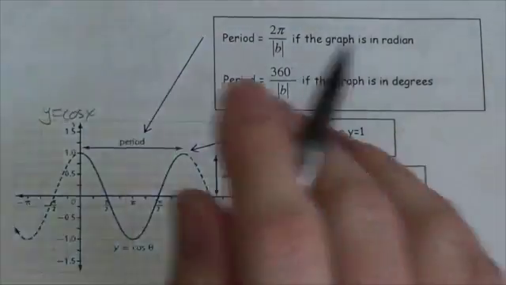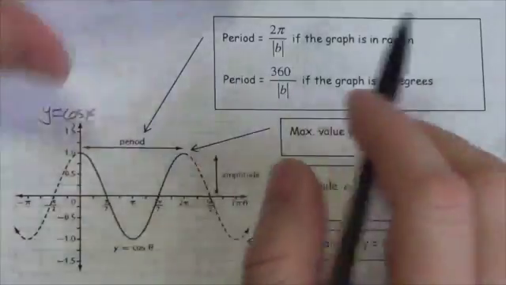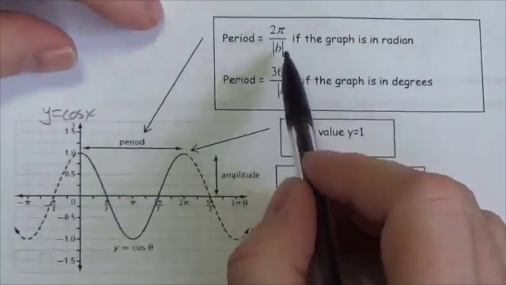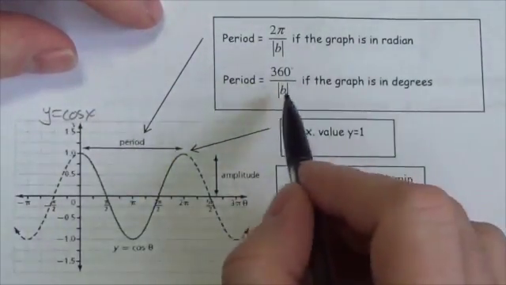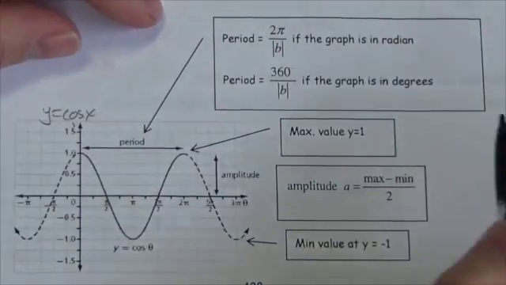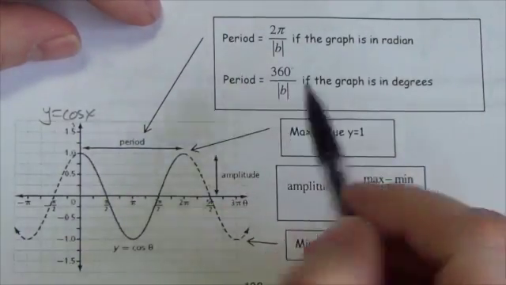That negative there is just irrelevant, so don't worry about the negative there. Just divide by that value here. And if you're in degrees, you would just divide 360 by the absolute value of b. So that's how you get your period out of that.